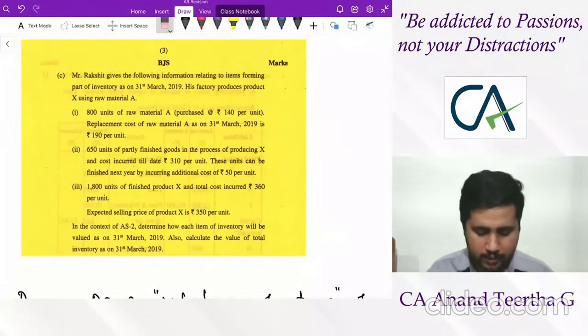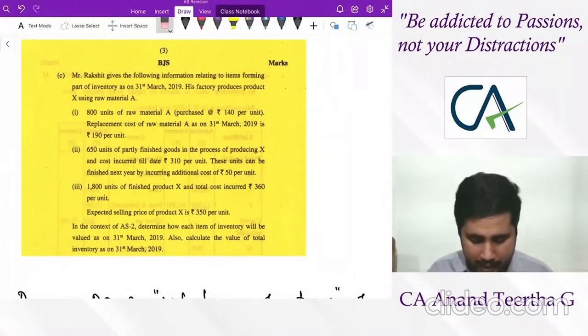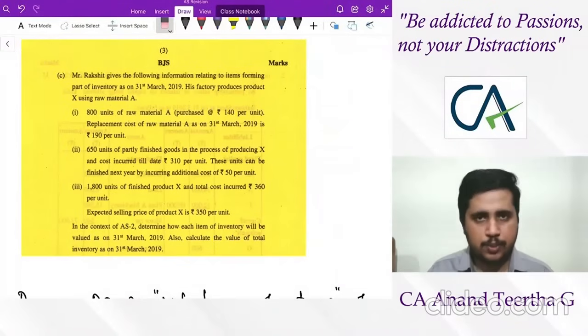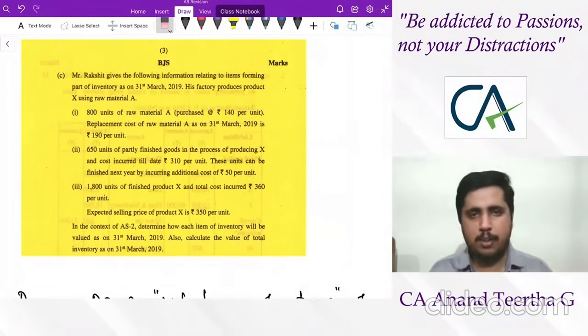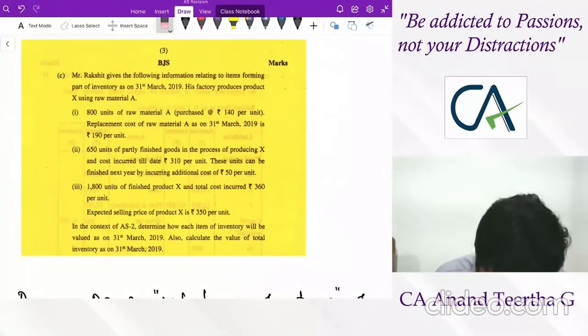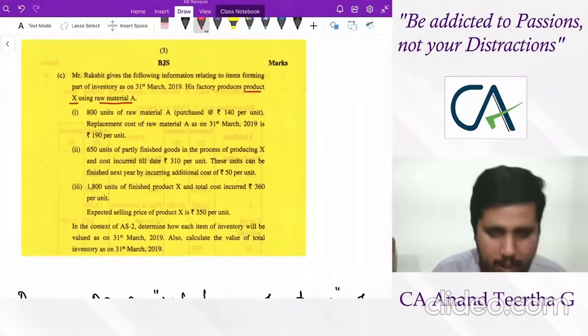In the context of AS2, determine how each item of inventory will be valued as on 31st March 2019. Also, calculate the value of total inventory as on 31st March 2019. This is the question which is asked for us. Now, if you could look into it, three separate points and they want individual valuation, total it up, total value of inventory. First thing, our raw material is A and product finished goods is product X.